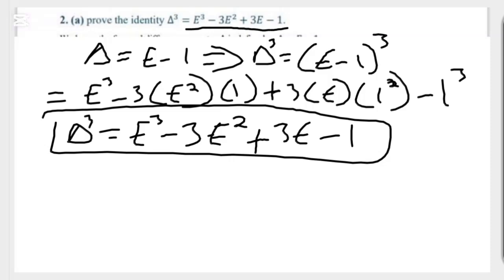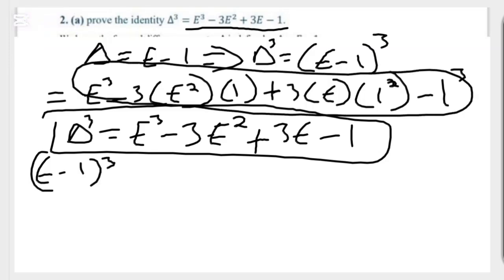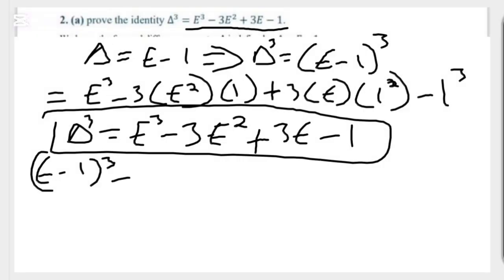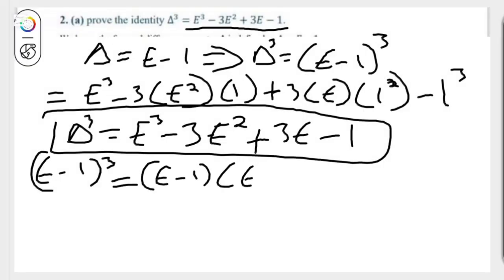It's been proved. But there's one thing that I need you to know. I said (E minus 1) cubed is the same thing as this. Some people might ask, how? So I have to write (E minus 1) and (E minus 1). So I have to multiply them.